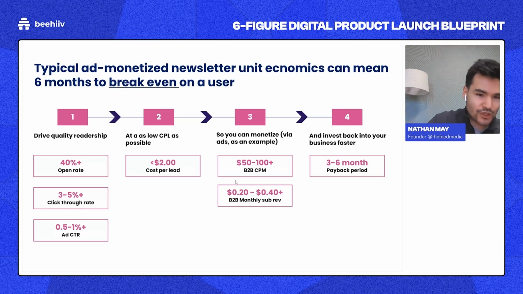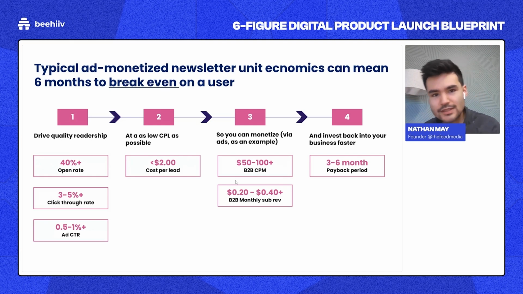You're driving high quality readership at as low a cost per lead as possible, so that in number three, you can monetize at these types of CPMs, which means you're making roughly 20 to 40 cents per reader per month. And what is all of that in support of? It's investing back into your business so that you can grow faster, right?